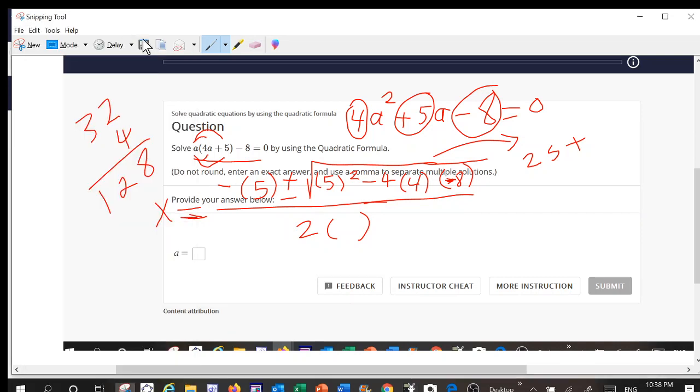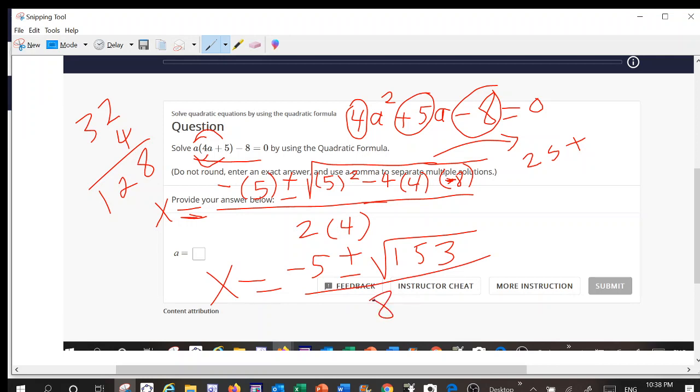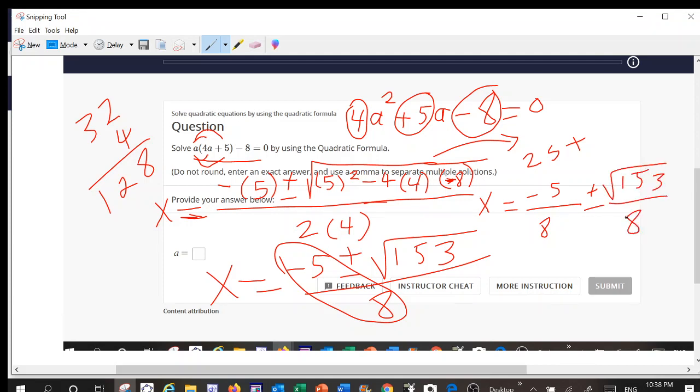So that would be square root of 153, and we got to put an a also here too. So x is going to be negative 5 plus and minus the square root of 153 over 8. And then we take these together as a fraction, so x equals negative 5 over 8 plus and minus square root of 153 divided by 8. So there are two numbers, and those are the two numbers.